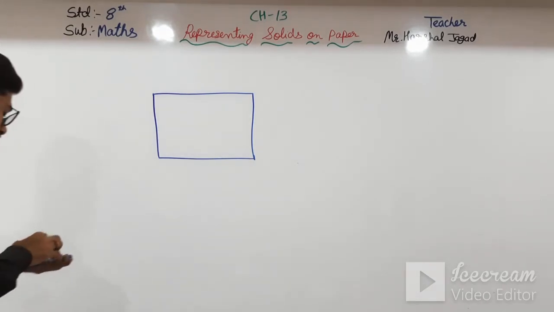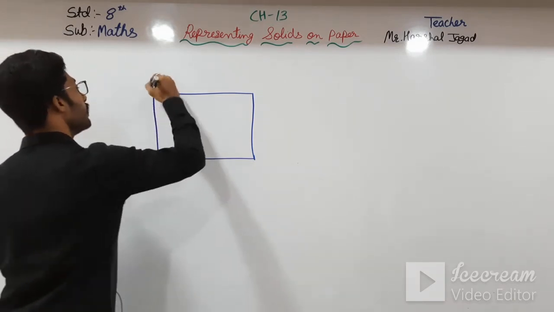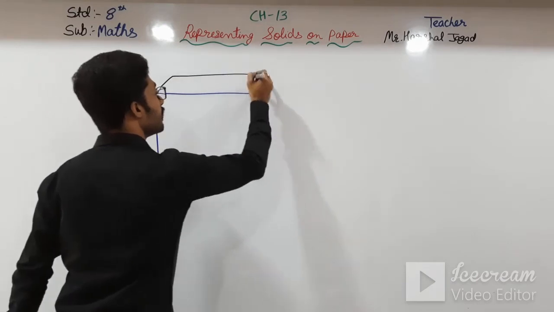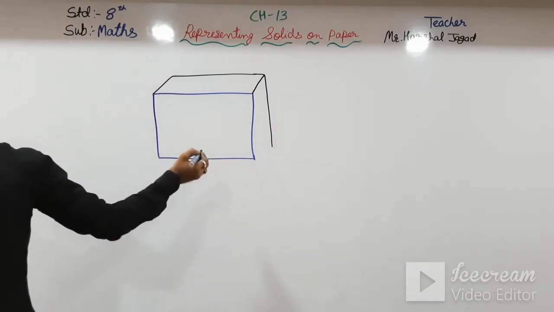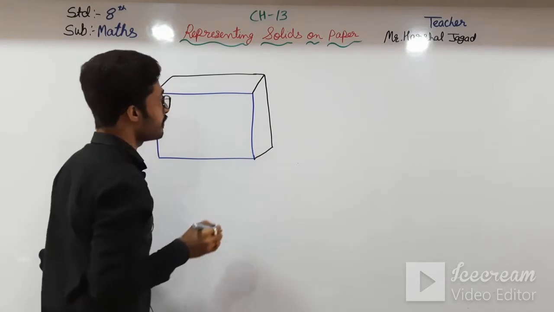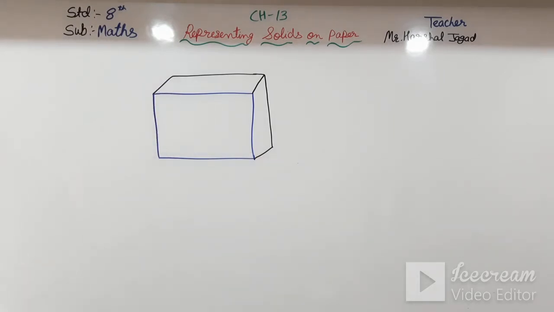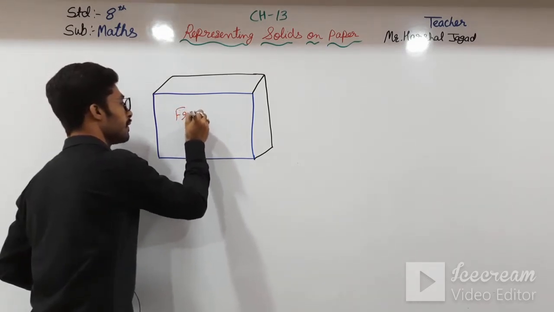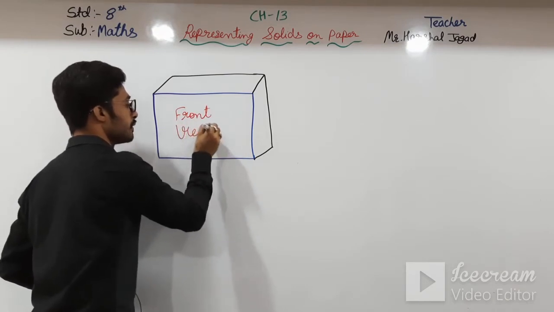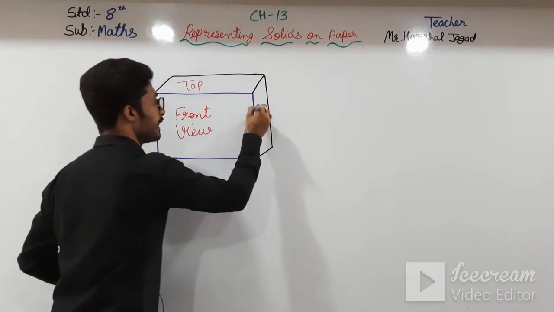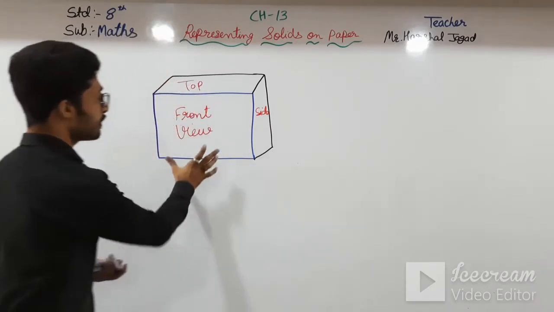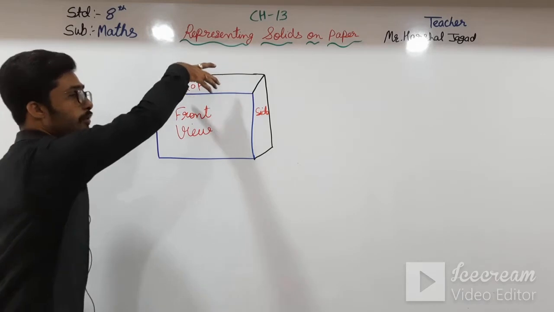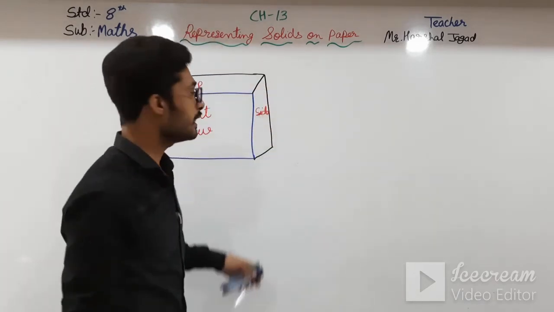Okay students, so now this is the front view and this is the back view of it, like this. Okay students, so here this is in a box. See, the front view, front view, top and side, you can see students, these are the three views of a box. This we can see from front, this type of we can see from the top, and this side of the we can see from the side view.